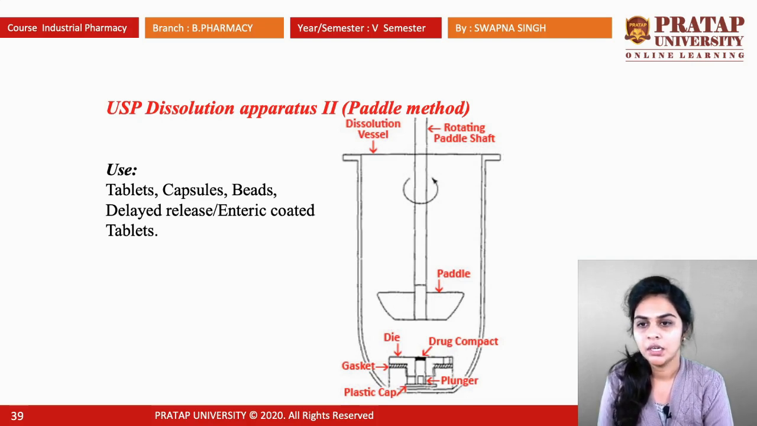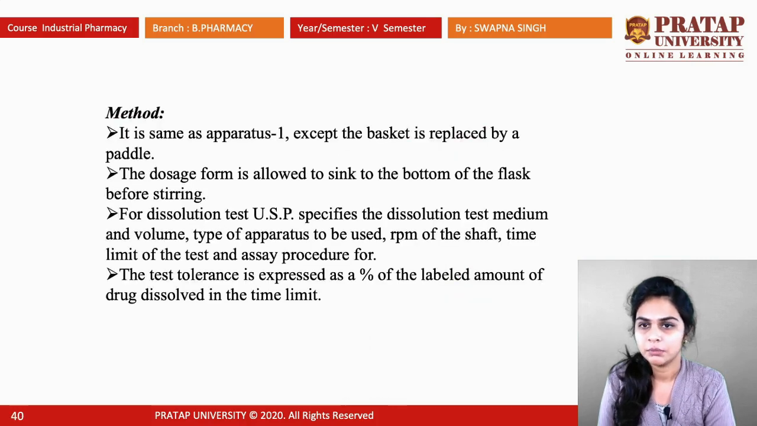The paddle type dissolution apparatus, USP apparatus second, is mostly used for the dissolution of tablets, capsules, beads, enteric coated tablets, and delayed release tablets. It contains a dissolution vessel which has a rotating paddle shaft, and also a plastic cap, gasket, plungers, and drug compacts. The method is the same as apparatus first, except the basket is replaced by a paddle, and the dosage form is allowed to sink to the bottom of the flask before stirring. For dissolution test, USP specifies the dissolution test media and volume, the type of apparatus to be used, RPM of the shaft, time limit of the test, and assay procedure.